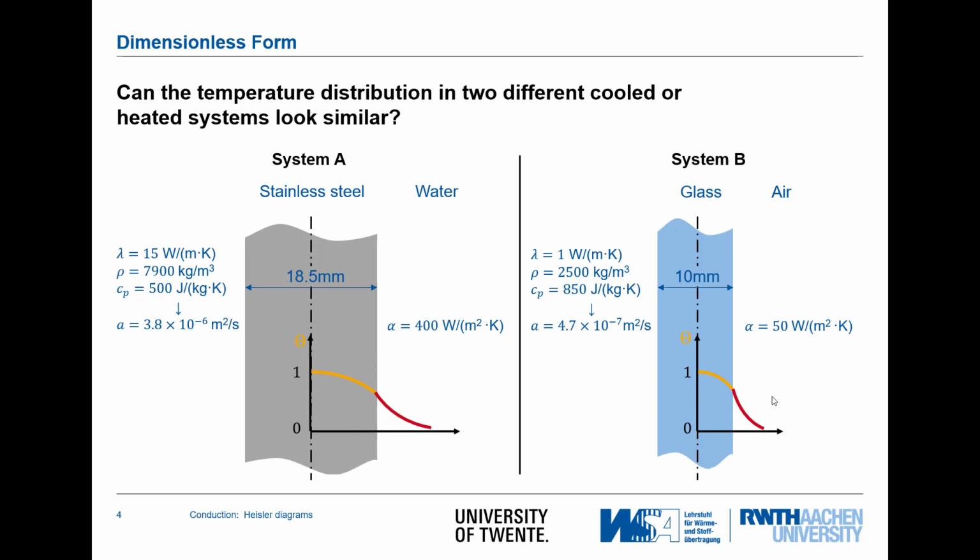Let's look at two different problems here, system A and system B, and check whether those problems are similar or not. On the left side we see a stainless steel plate, 18.5 millimeters in thickness, with a high heat transfer coefficient due to the water of 400 watt per meter square Kelvin. On the other side we have glass, which has a very poor thermal conductivity, and also the air, which has more or less also a poor heat transfer coefficient compared to water. And the question is now, are those problems similar or not?